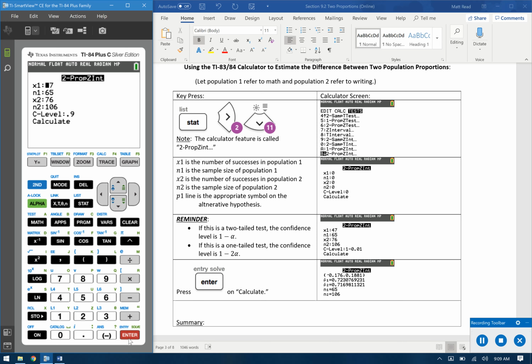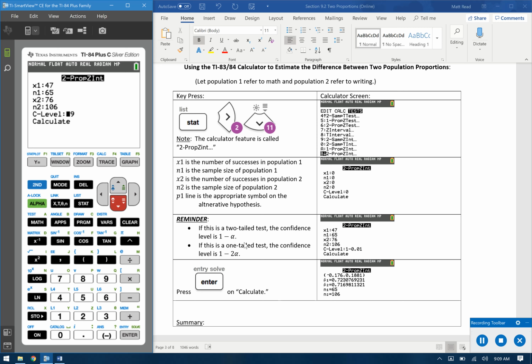Now, if you're doing parts A and B in the problems in the section in the back, you're going to find that your values for x1, n1, x2, and n2 are already entered in. The calculator doesn't know, so if they're not in there, you have to still enter them in. So I'll just go ahead and take a look here as I'm scanning them. These do appear to be the same numbers.